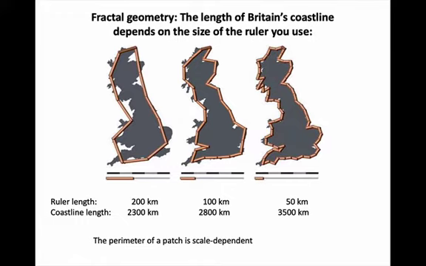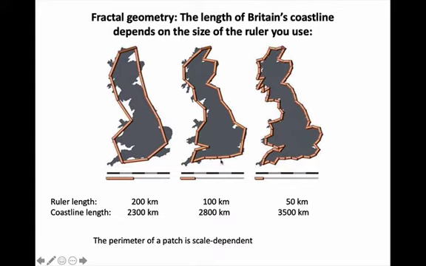So let's take Great Britain for an example. Here we're going to use a 200-mile long ruler. And what we're going to do is connect 200-mile long segments, or 200-kilometer long segments, to give an approximate measurement of the coastline of Britain. Okay, if we do that, then the coastline is about 2,300 kilometers. Well, you might say, well, that's stupid.